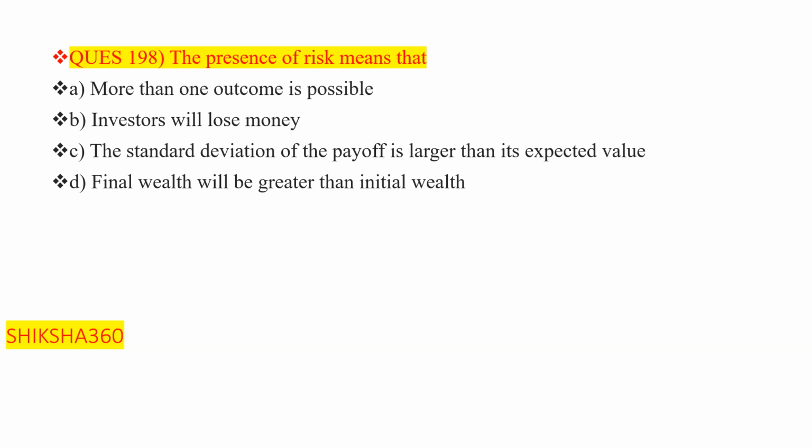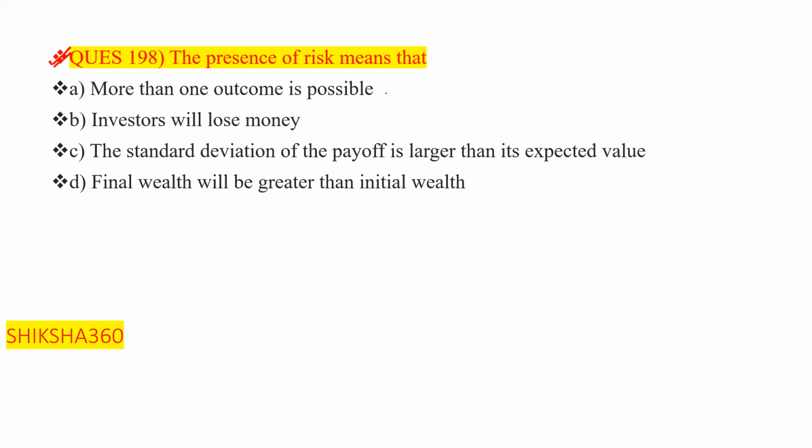Option B: investors will lose money. Third option: the standard deviation of the payoff is larger than its expected value. Fourth option: final wealth will be greater than the initial wealth. So what is the correct answer of this question?